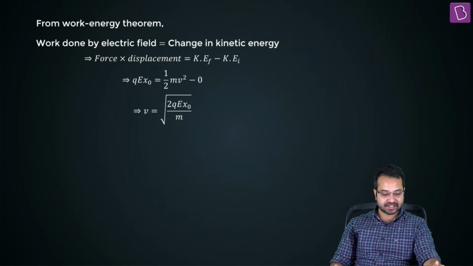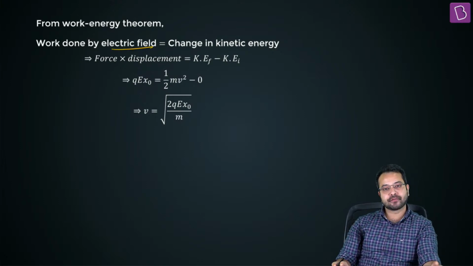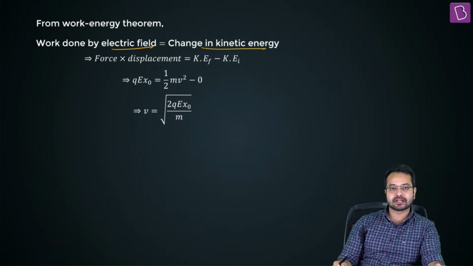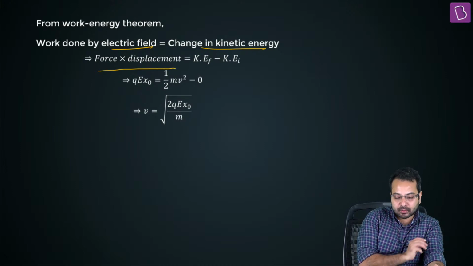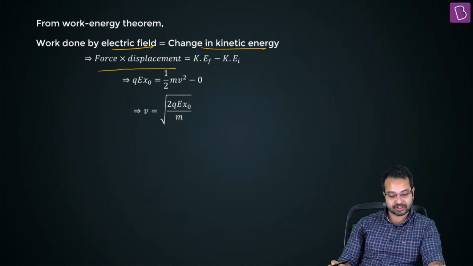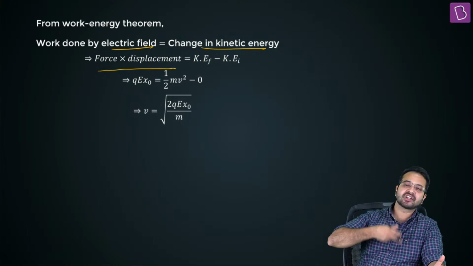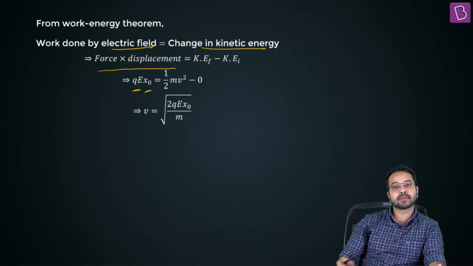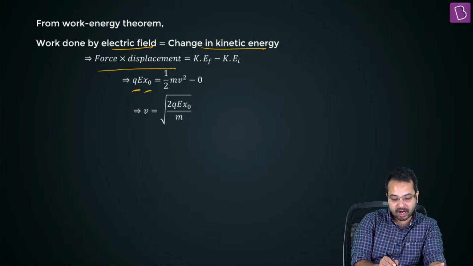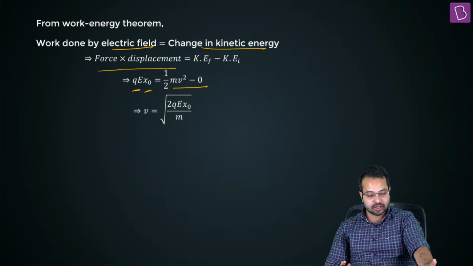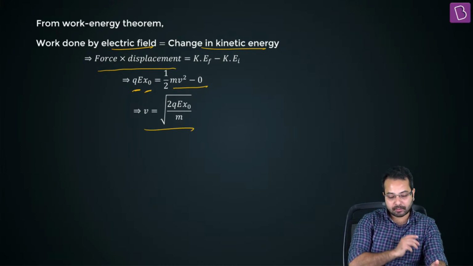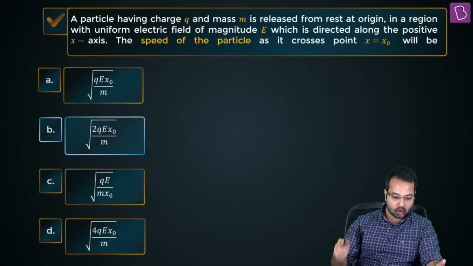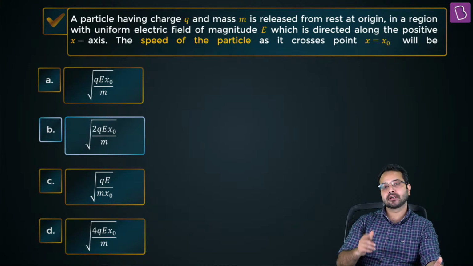So the work energy theorem tells me that the work done by the electric field will be equal to the change in kinetic energy, because that is the only force acting on it. So what is the work done? Because it is a constant force, the work done is going to be force into displacement, as the displacement is in the direction of force. So the force is going to be QE multiplied by the displacement, which is x naught. This is going to be equal to half mv square, which is the final kinetic energy, minus 0. So v will come out to be the square root of 2QEx naught upon m. So option B is going to be the correct option.